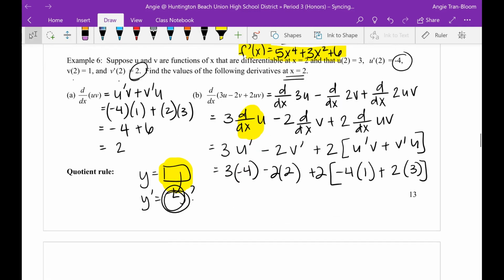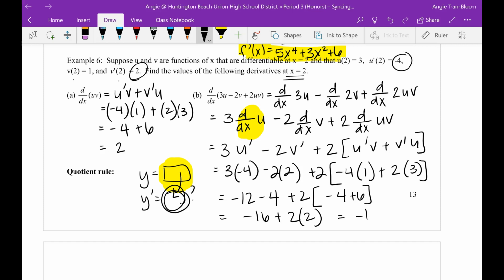So all of that is now going to work out slowly. -12 minus 4 plus 2 times inside, this is -4 plus 6. This is going to be -16 plus 2 times 2, which is going to be -16 plus 4. So my final answer, class, is -12. Okay, so make sure you understand the derivative of u is u prime. The derivative of v is v prime. The derivative of a product, you have to use a rule, okay? Otherwise, you're going to get this incorrect. And this is the end.